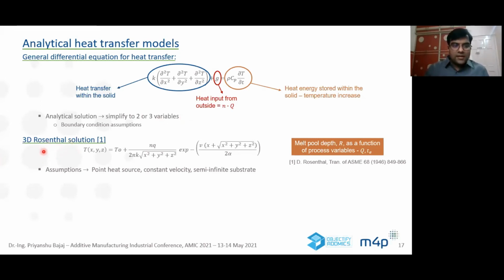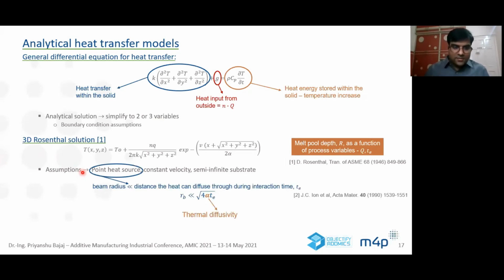This is the so-called 3D Rosenthal solution. It assumes a point-size heat source moving with a constant velocity over a semi-infinite surface. What does this mean? That my beam radius is very small compared to the distance the heat can diffuse through during the interaction time. This is the formula here. Don't have to worry about it. It's not very difficult. You need to plug in once. I can modify this for the pulse laser system. I don't think many of you are interested in this, but just in case.